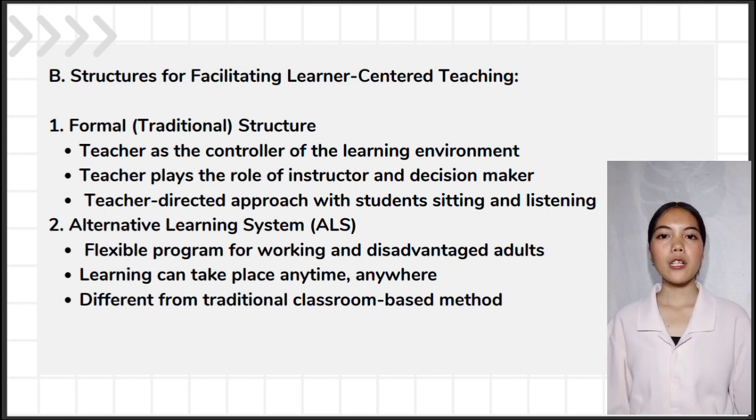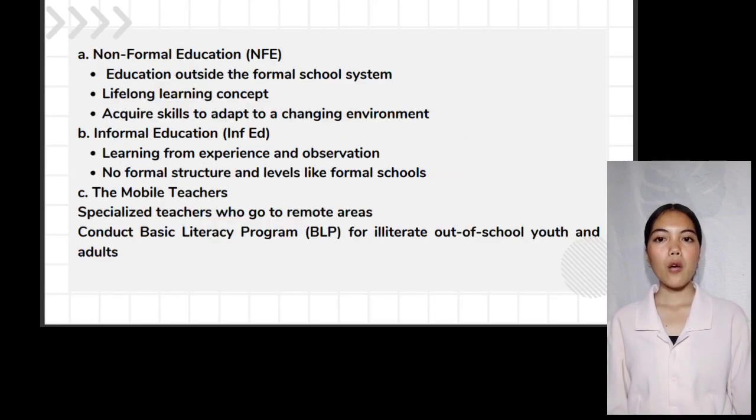Number 2, alternative learning system, a flexible program for working and disadvantaged adults. Learning can take place anytime, anywhere, different from the traditional classroom-based method. In number 2, we have letter A, non-formal education, education outside the formal school system. Lifelong learning concept, acquire skills to adapt to a changing environment. Letter B, informal education, learning from experience and observation. No formal structure and levels like formal schools.